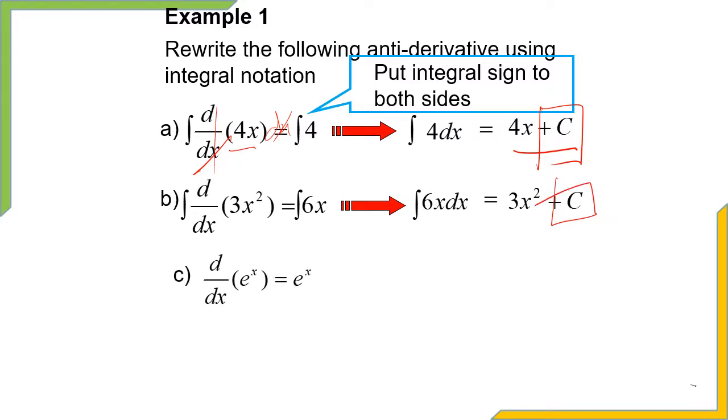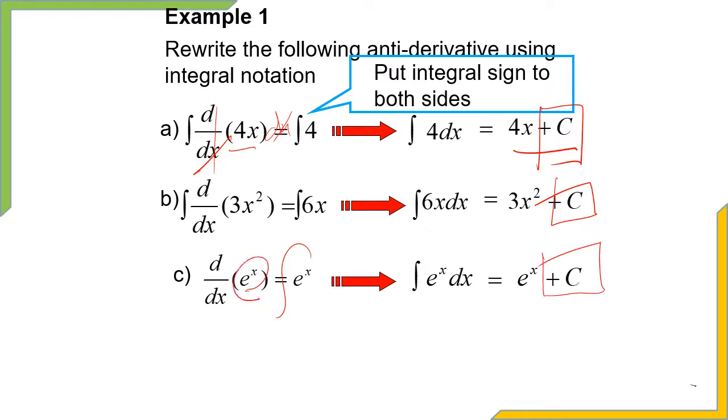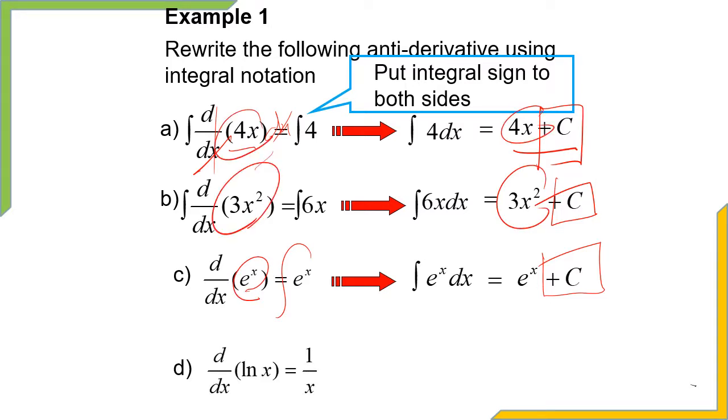Question C. The derivative of e to the power of x is equal to e to the power of x. Then the integral of e to the power of x with respect to x is equal to e to the power of x plus c. So the same answer here. And D, the derivative of natural log x is equal to 1 over x. Then the integral of 1 over x with respect to x is equal to natural log x plus c.